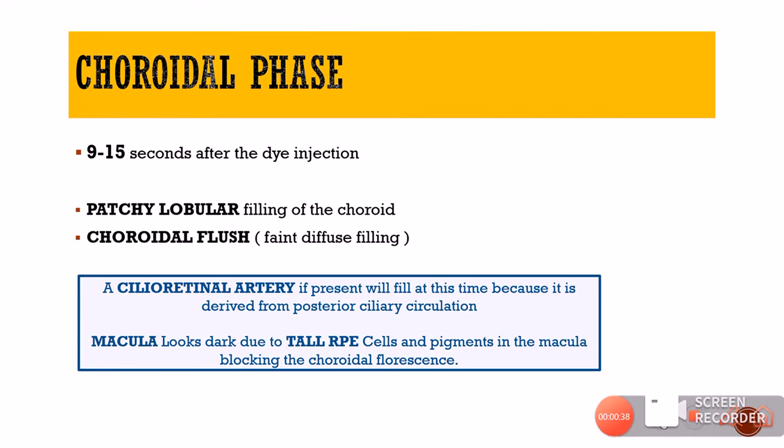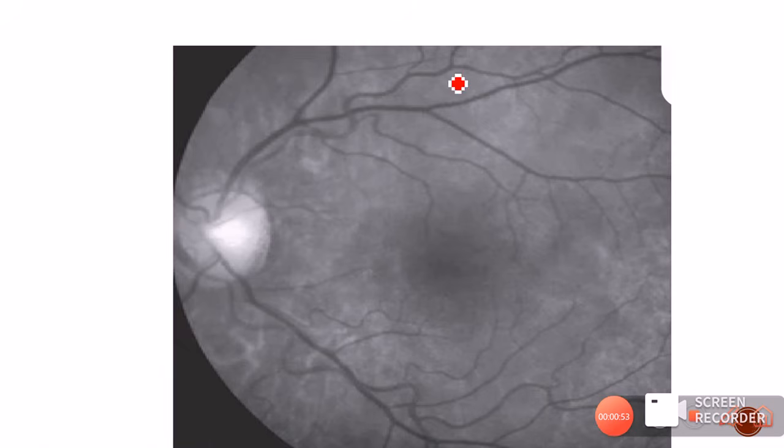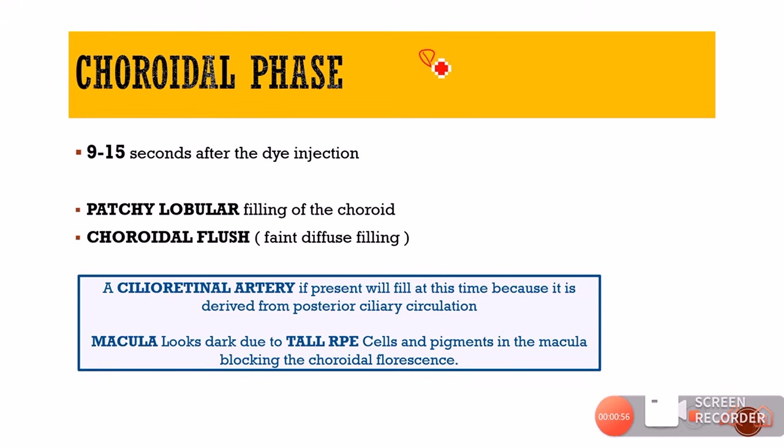Now with this basic knowledge, let us start with the phases of the FFA. The first visible change that will occur is that the choriocapillaries of the choroid will be filled up, and they will be filled up via the posterior ciliary arteries. As they are filled up via the posterior ciliary artery, the phase that we get is the choroidal phase. The time it takes for the fluorescent dye to reach from the arm to the eye is about 9 to 15 seconds, and therefore the choroidal phase will start at about 9 to 15 seconds after the dye injection.